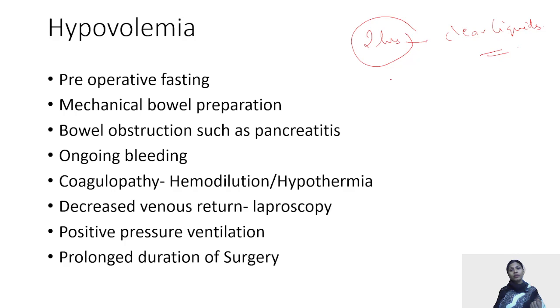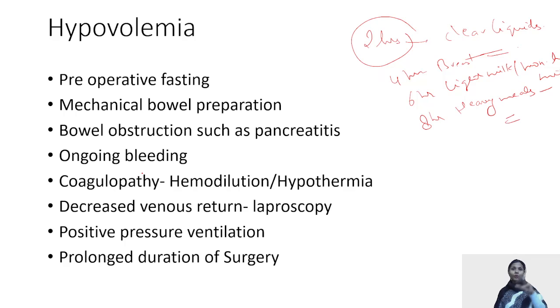2 hours for clear fluids, 4 hours for breast milk, 6 hours for light meals or non-human milk, and 8 hours for heavy meals like something fried or non-veg food. So all this is very important when we talk about intra-op hypovolemia, because the longer the fasting period, the greater the requirement of the patient and the greater the chances of dehydration.